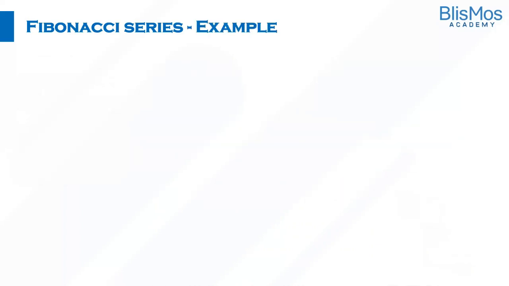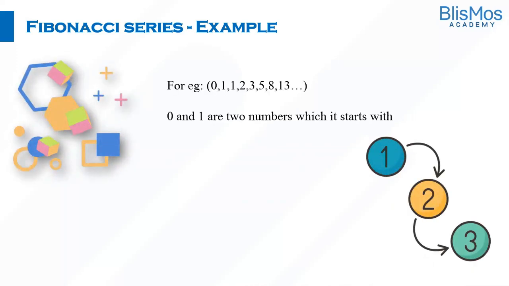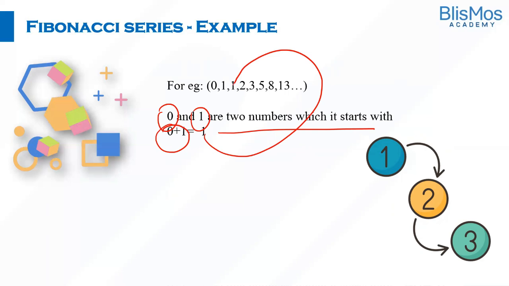It is better to understand the Fibonacci series with an example. Let us say 0 and 1 are the two numbers which it starts with. Then how do we get the next number? So the first numbers are 0 and 1. We have the next number as 1. Then here the next number is 1 plus 1, that is 2. The next number is 3 because that is 1 plus 2. Like this, in the Fibonacci series, each number is the sum of two numbers which precedes it.